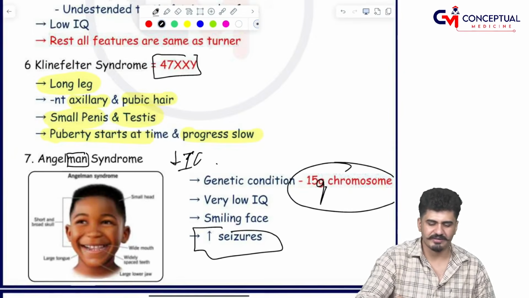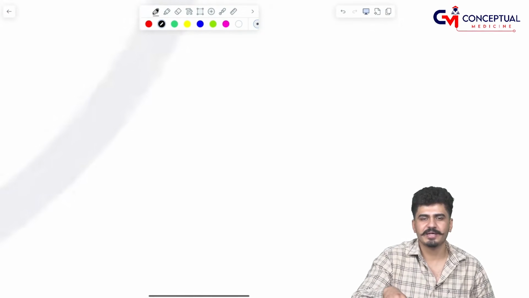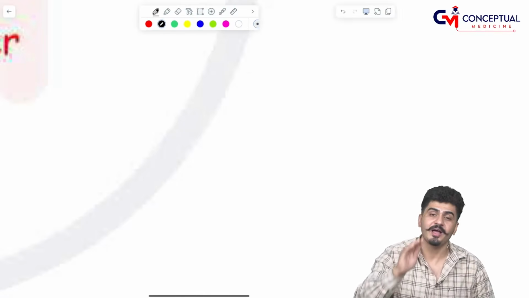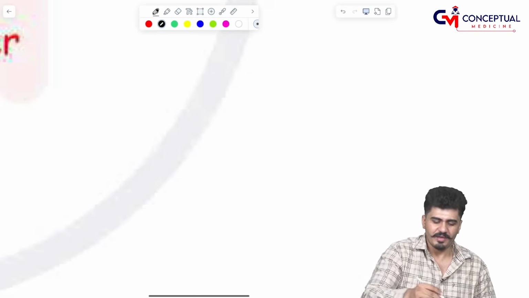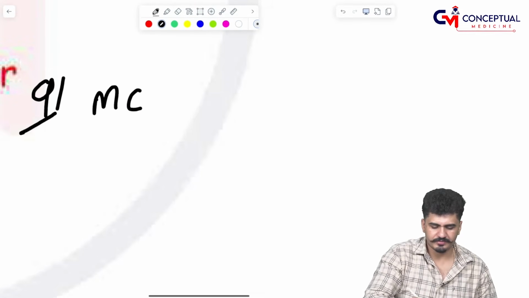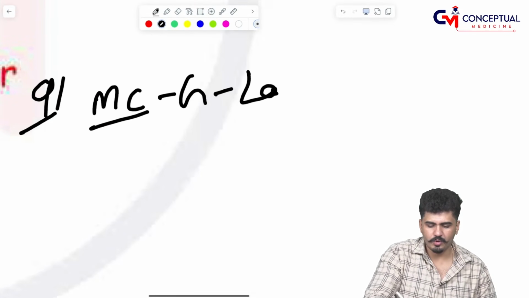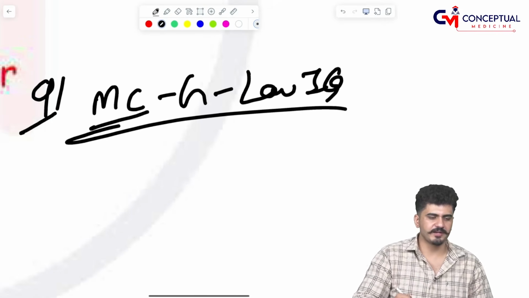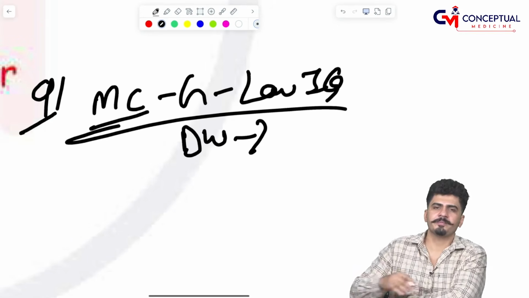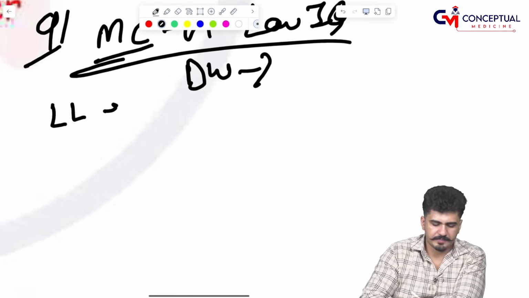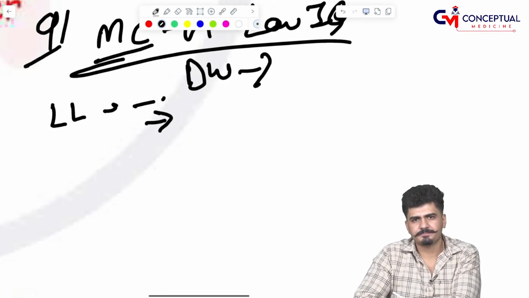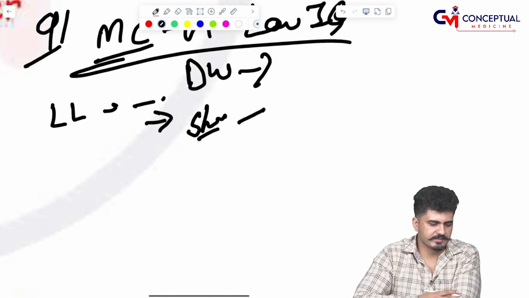I asked all these 7 chromosomal abnormalities, and you guys guess, because one is going to be your exam question, and next we are going to talk about the milestones, my dear friends. Number 1: most common genetic cause of low IQ is going to be Down syndrome. Can you tell me the trisomy in Down syndrome? 21. Very good. Sir, long legs, absent axillary and pubic hair, along with that a small penis and testes.